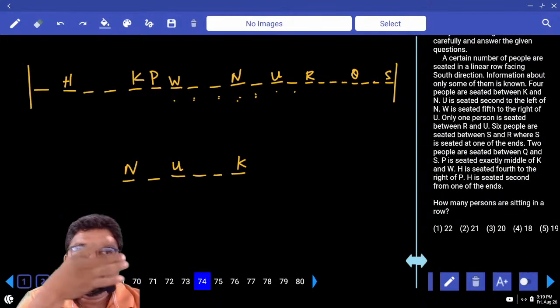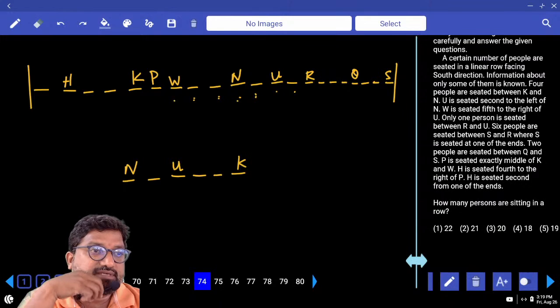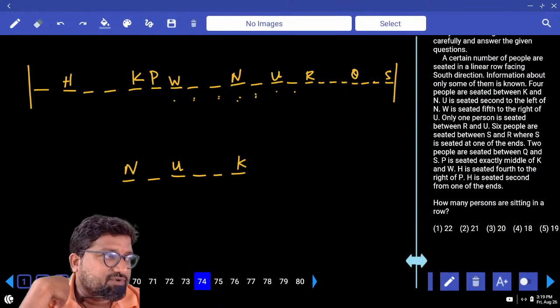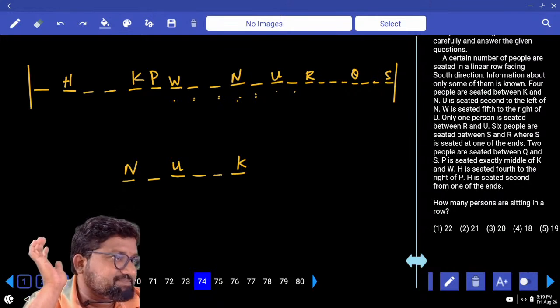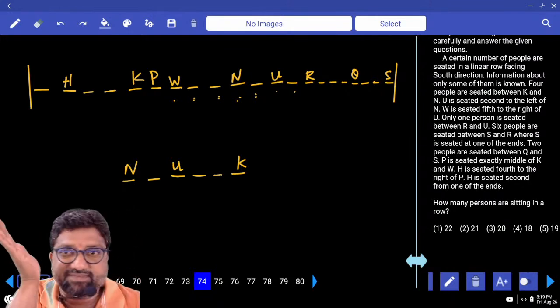So this is what I say. Most of the times, whenever you come across a question on a certain number of people sitting, if you go with the possibility which covers more places, there are more chances for you to get the answers. Not every time, but most of the times.